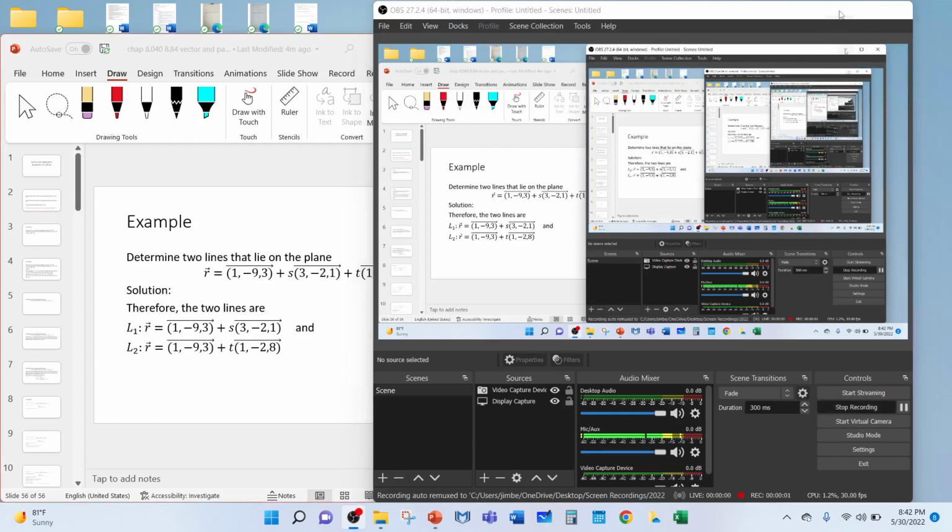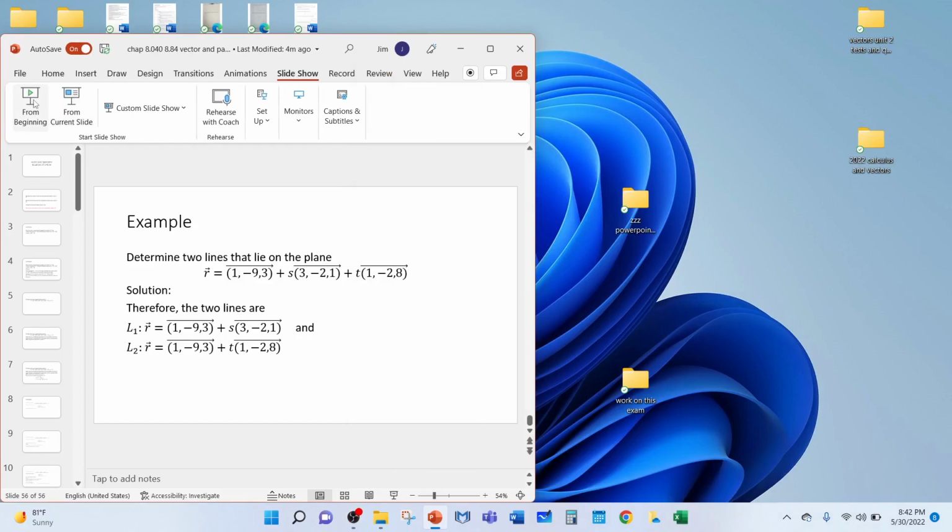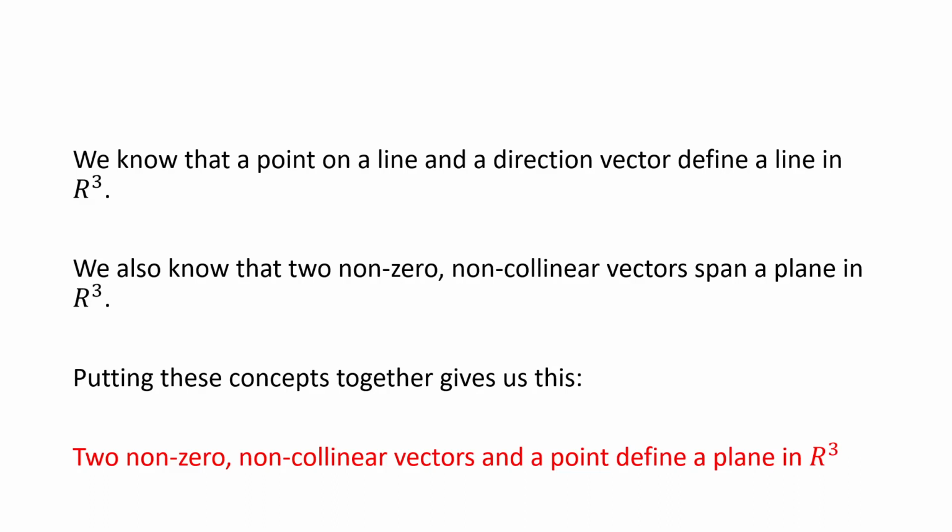In this video, we're going to talk about vector and parametric equations of a plane. We know that a point on a line and a direction vector define a line in R3. We also know that two non-zero non-collinear vectors span a plane in R3. So putting those two concepts together lets us know that two non-zero non-collinear vectors and a point will define a plane in R3. So that's pretty important there at the bottom.